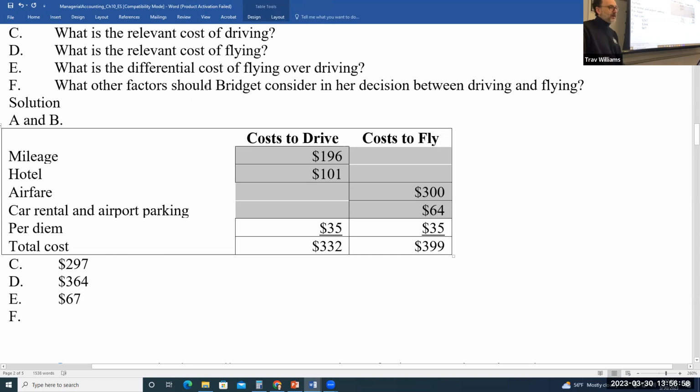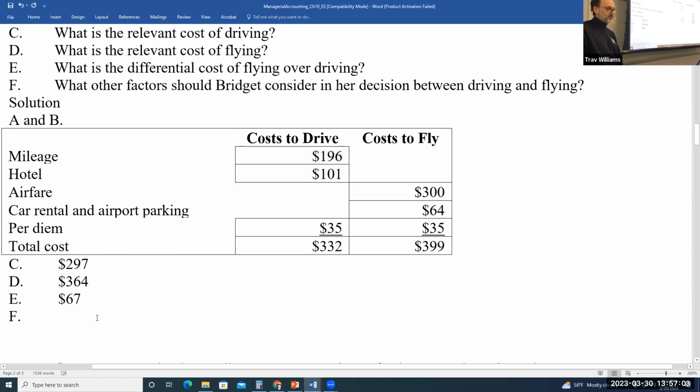And the last part is, what other factors should she consider in her decision? So yes, it's cheaper to drive, but what other factors are there to think about? She might make it like an outfit, so it might be potentially bad for her outfit. Okay, so impact on health. What else? More exposed to like accidents. Okay, the safety.